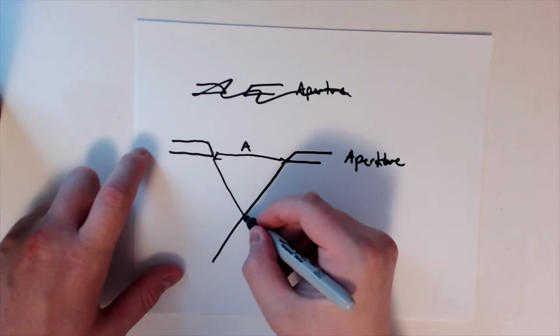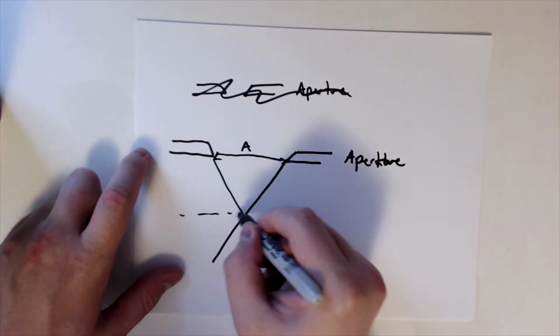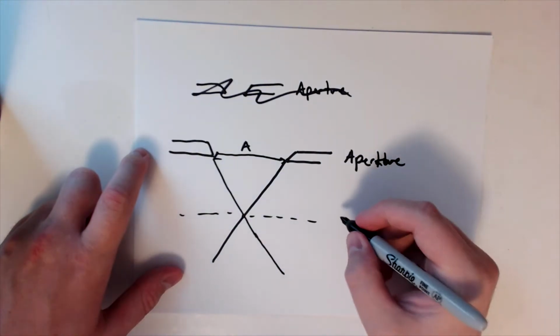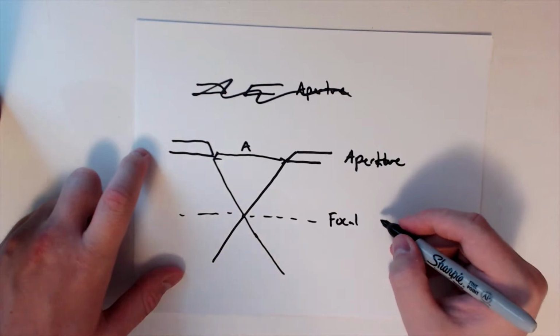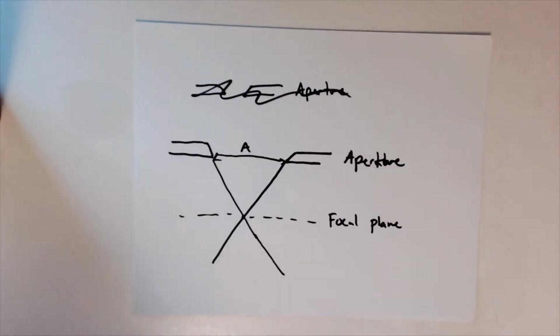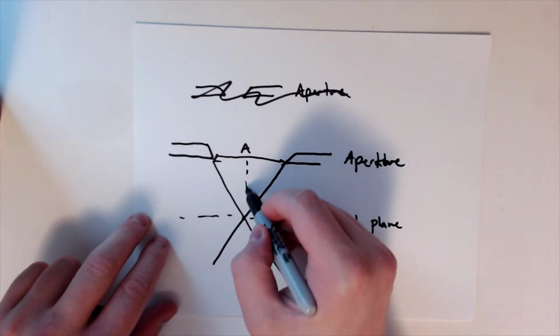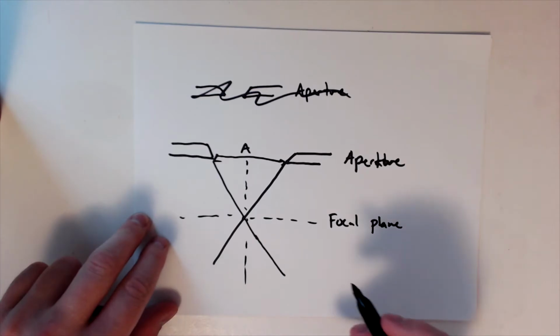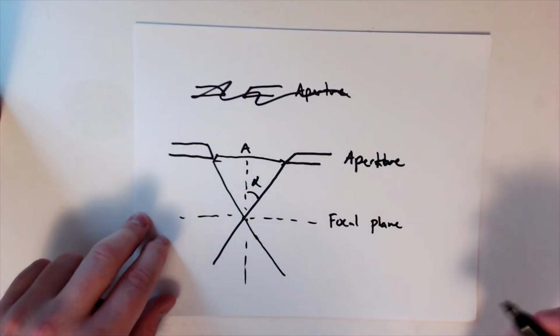And it crosses over, right? So this is the convergence point here. And so we call this our focal plane. So this is where the image is in focus. A couple other things to consider. If we make a normal to that, then this angle here is alpha, right?